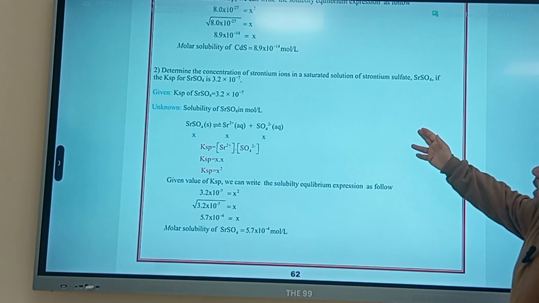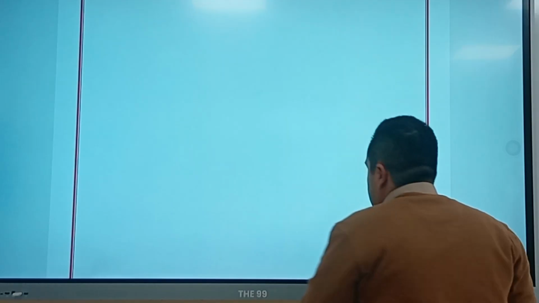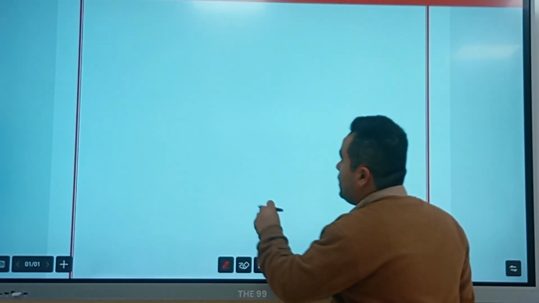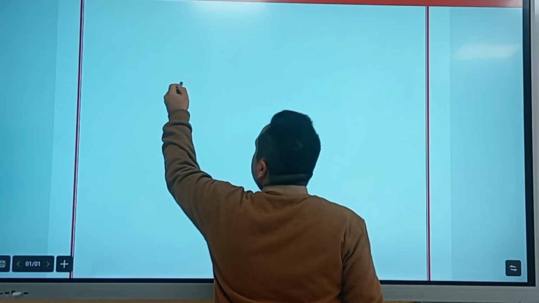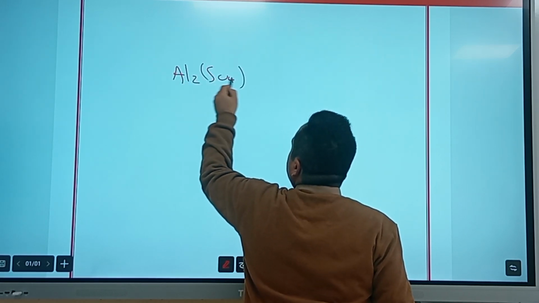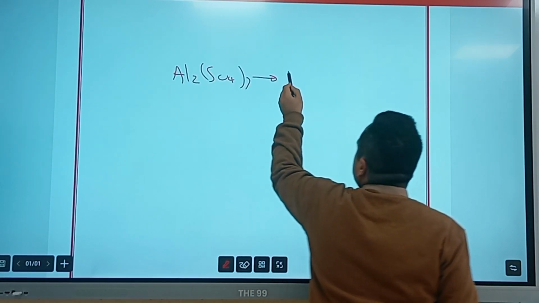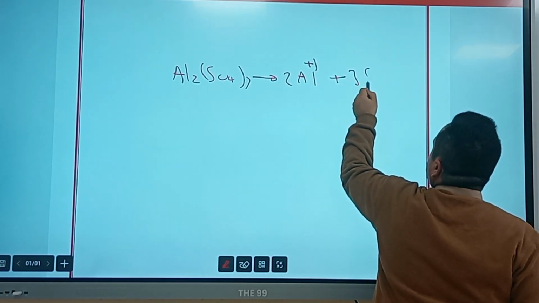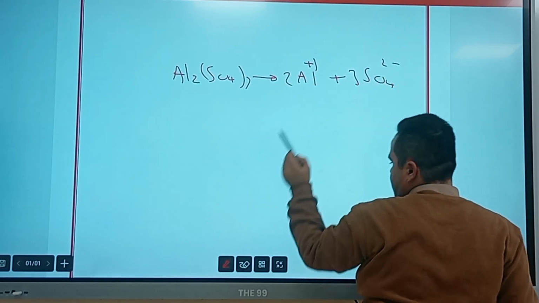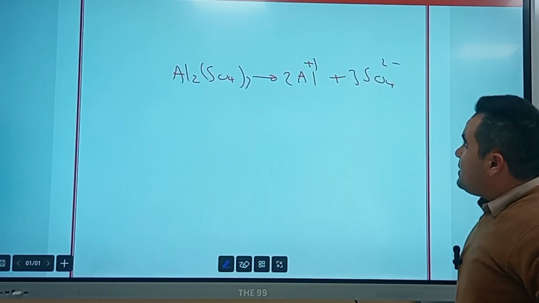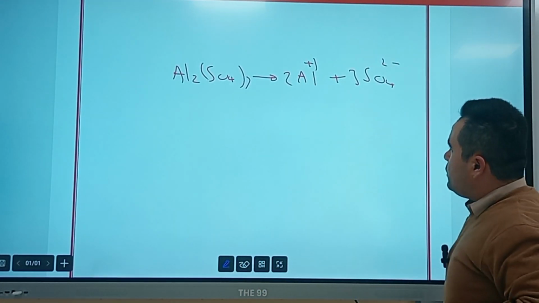The same procedure, guys, another practice. Let me show you how if the coefficients are not 1. Here we have got an example of Al2(SO4)3, which will produce 2Al positive 3 plus 3SO4 2 negative. Suppose this is the equation.